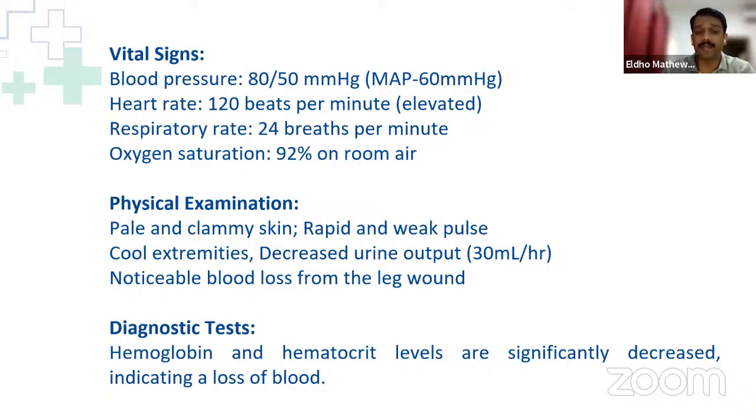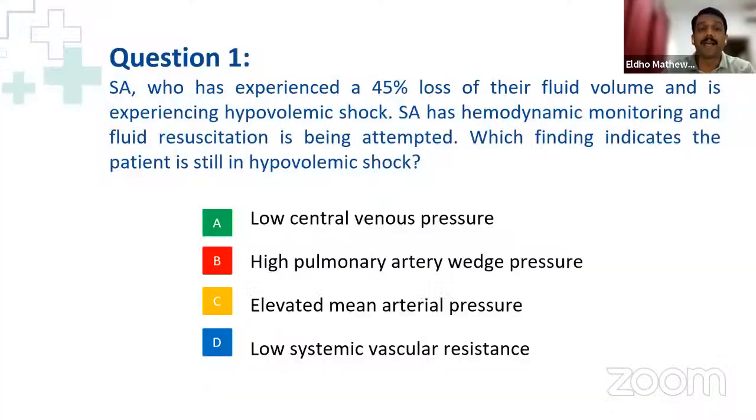On physical examination, her skin was pale and clammy, which shows reduced perfusion, and the pulse was rapid and weak with cool extremities. So there is compromised perfusion, and the urine output was 30 ml per hour after catheterization. There was noticeable blood loss from the leg wound. On diagnostic tests, hemoglobin and hematocrit were significantly decreased, indicating loss of blood.